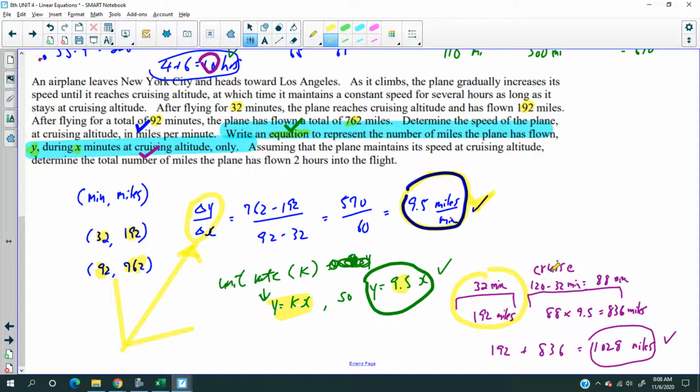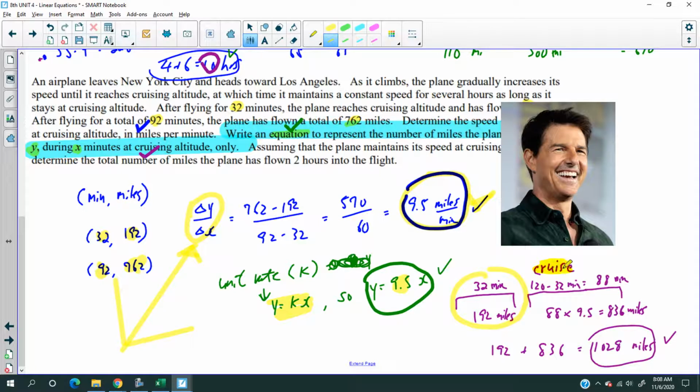You cruise at, all right, that's my favorite actor, all right? Cruise. Now it's Brad Pitt, actually.